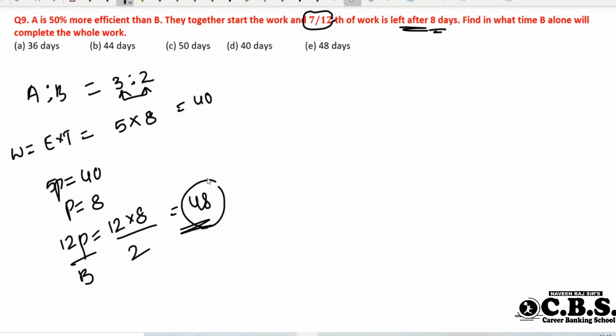No need to do a basic time-taking procedure method. What's your right answer? 48 is the right answer. Option is the right answer. Okay, let's get into the next question.